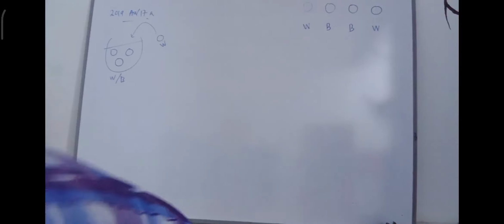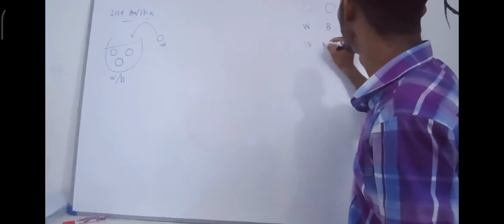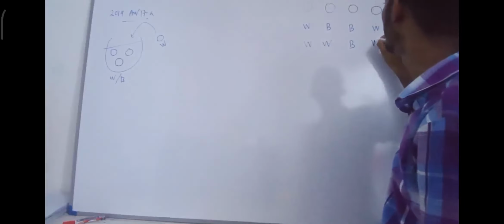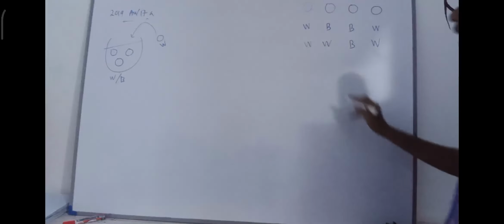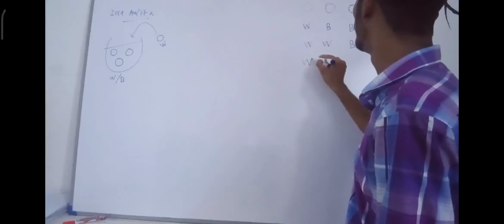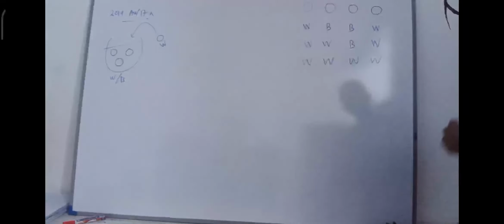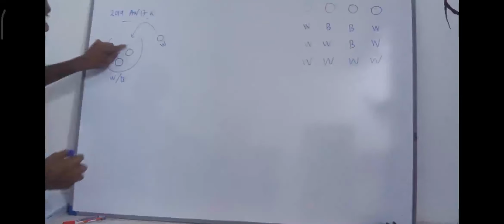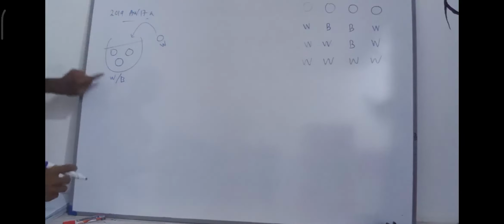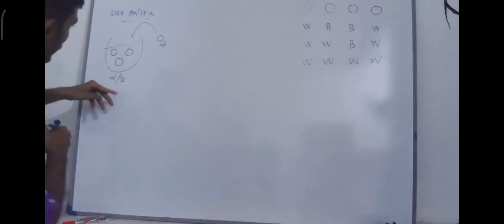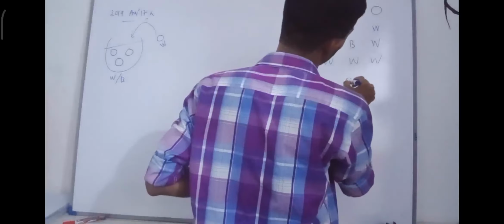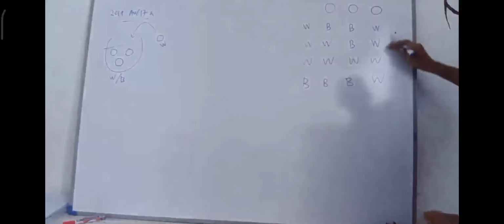Now this might be white, this also might be white, and this might be black, but definitely this is white. Another possible scenario is that this might be white, this white, this also white, and this also white. Another possibility is that, since these three balls are either white or black, all three might be black. Black, black, black, but this is white. So these are the four compositions that are possible for these four balls.